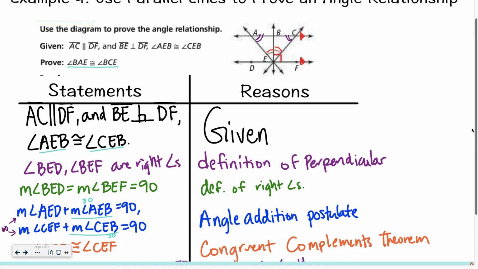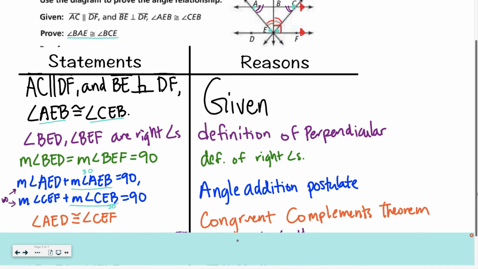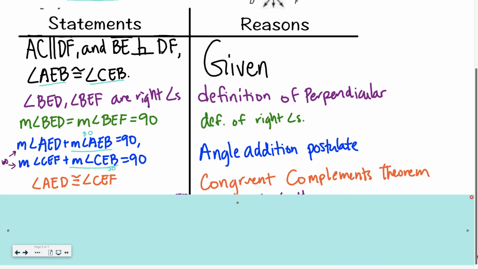BAE would have to be, this angle right here would have to be congruent to this angle because alternate interior angles. And angle BCE, so this angle right here, would have to be congruent to angle CEF. So that would be this angle right here. Those are alternate interior angles. So I'm going to write that.